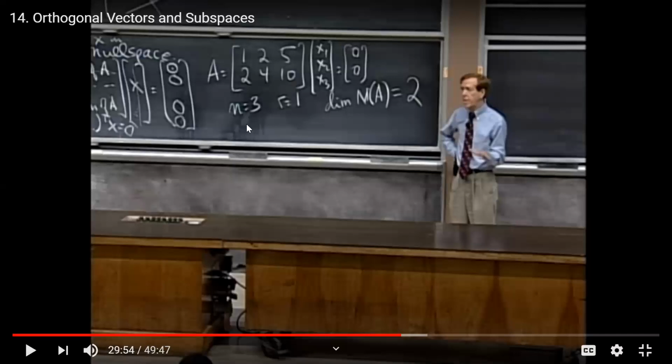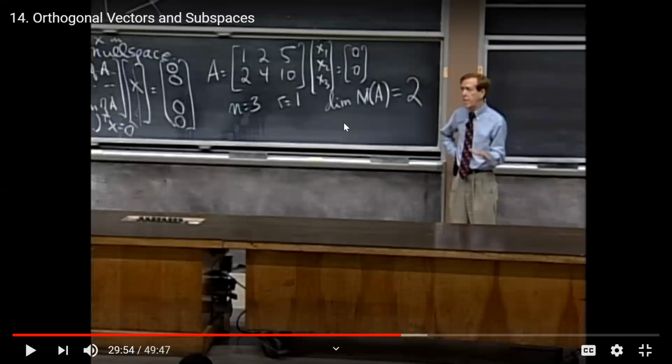Now, for matrix A, the order is M into N. M is the rows and N is the columns. So here the columns are 3. Let us look at the dimension of the null space of A. Now, what is the dimension of the null space of A? Keep in mind, we have to complete R to the power N, which in this case is R to the power 3.